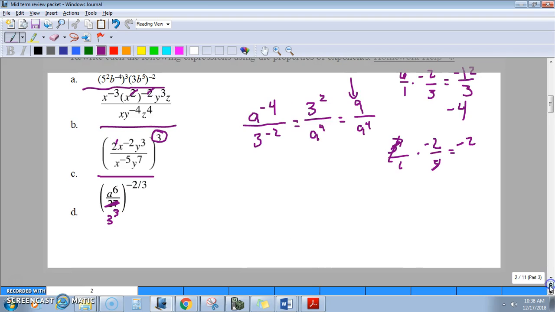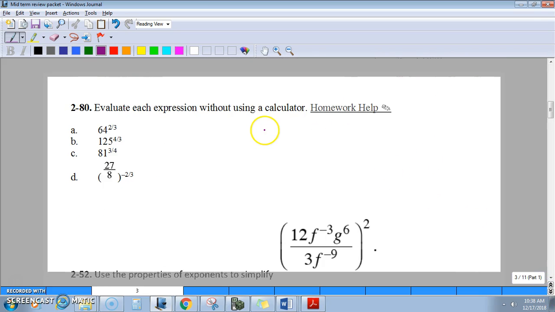Did I skip one? Let me see. Nope, it's good. Okay. All right, 64 to the 2/3 power is the cubed root of 64 squared. Evaluate each expression without using a calculator. Okay. So what does that mean? 64 squared is the same as the cubed root of 64 times 64, right? Which is the same as 8.